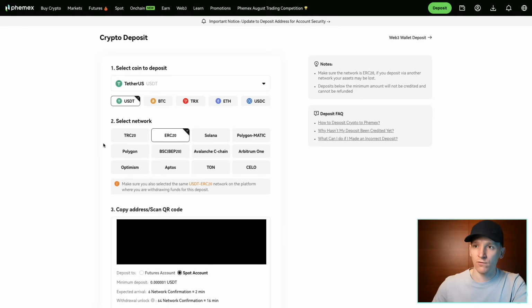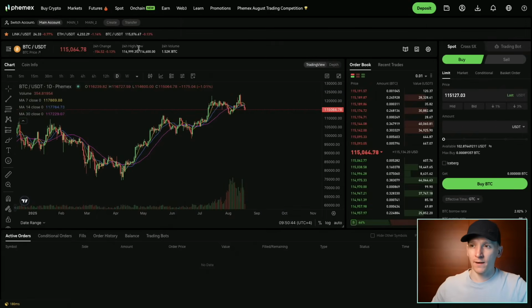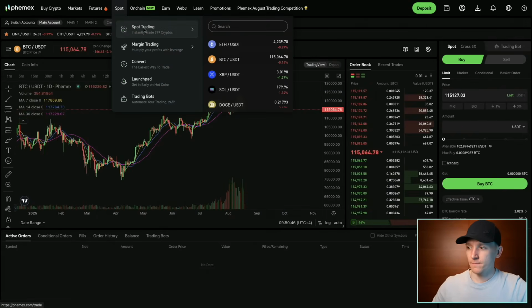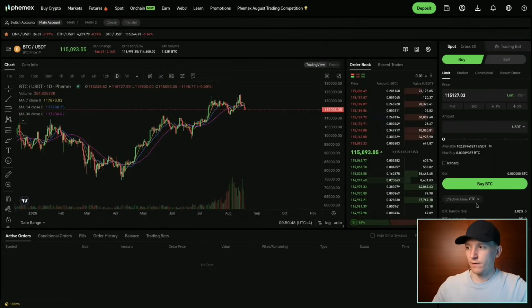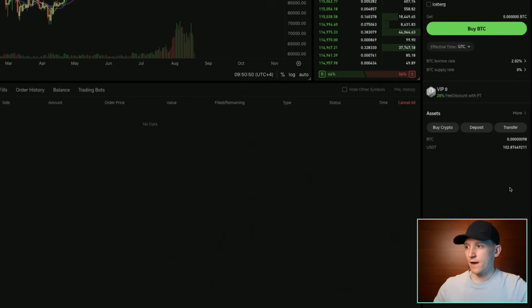So that's how you deposit crypto into Phemex. Now I've got USDT, I can switch that into any other crypto. Now I'll show you trading in the spot market on Phemex. Spot here, spot trading. Now, because I deposited that USDT in, you should be able to see down here that I have a balance of USDT.